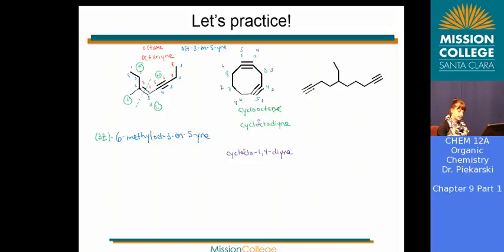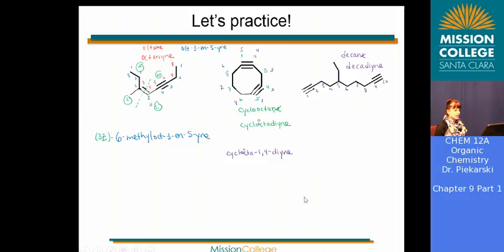Now we have the last one here, and how many carbons long do I have? I have 1, 2, 3, 4, 5, 6, 7, 8, 9, 10. So it looks like it would have been what? Decane, but not really just an alkane anymore. It has 2 triple bonds, so therefore it's a decadiene. And let's number. We can number it 1, 2, 3, 4, 5, 6, 7, 8, 9, 10.